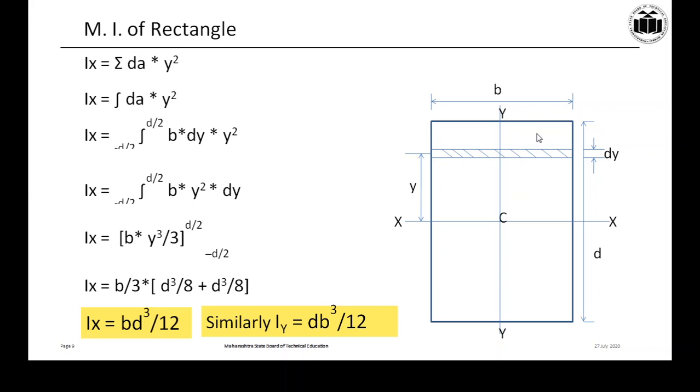Similarly, if you consider this strip as a vertical strip and carry out the same process, Iy is equal to db cube divided by 12.